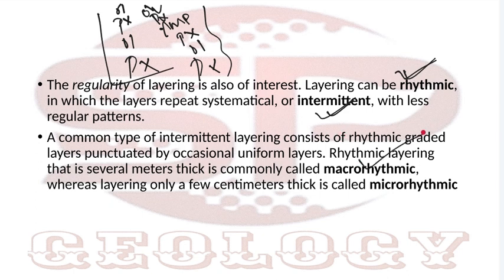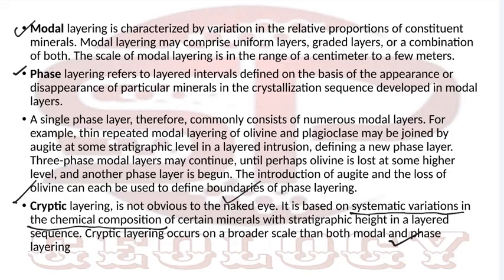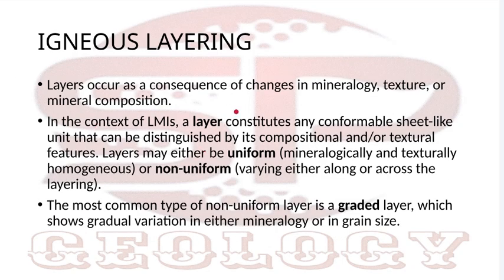Apart from that, there are macro rhythmic and micro rhythmic. Macro rhythmic means you can see it with your naked eye, and micro rhythmic means you cannot see it with the naked eye. These are very simple terms. And there is also another term: uniform layering. In uniform units of layering, they are mineralogically and texturally homogeneous.